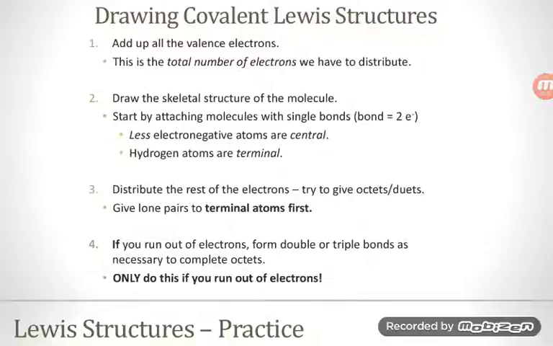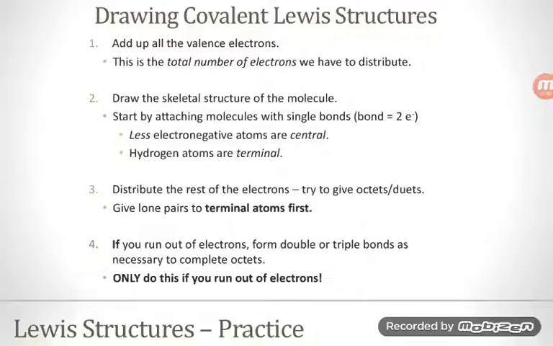After we make this basic structure, we're going to give away the rest of our electrons, trying to give every atom an octet. Life is a little easier if we give those electrons to the outside or terminal atoms first, and then move in and try and give an octet to the atoms in the center. We also always give electrons away in pairs, never one electron at a time. Sometimes we'll actually run out of electrons before we've been able to give everyone an octet.